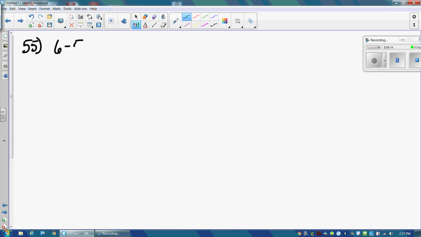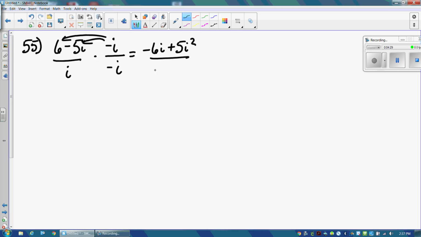6 minus 5i over i. So I'm going to multiply by negative i. If I do it to the denominator, I have to do it to the numerator. So on the top, I'm going to get negative 6i, and then I'm going to get plus 5i squared, and on the bottom, I'm going to get negative i squared. So that's going to be negative 6i minus 5, and on the bottom, I'm going to get negative times a negative 1, or just 1. Negative 6i minus 5 over 1.